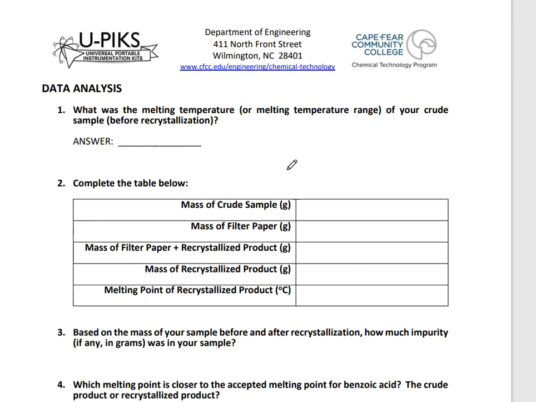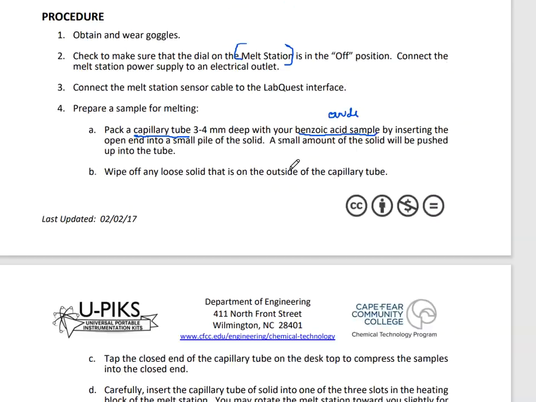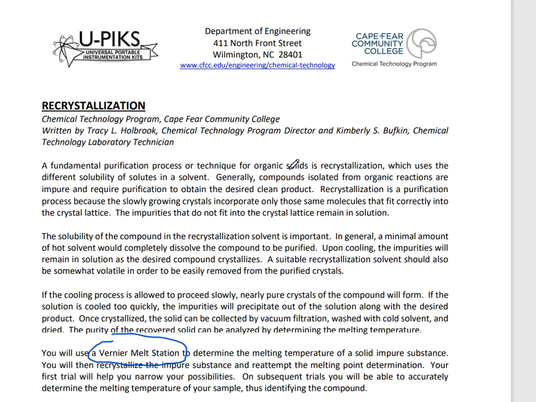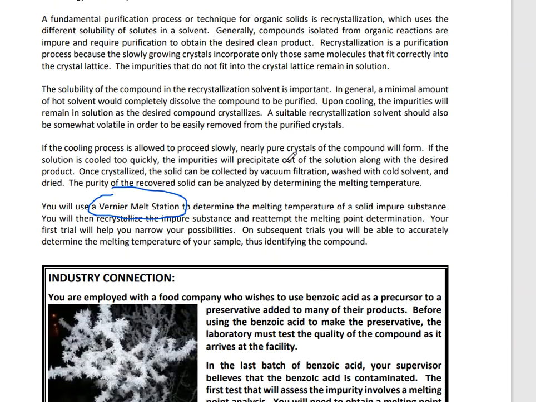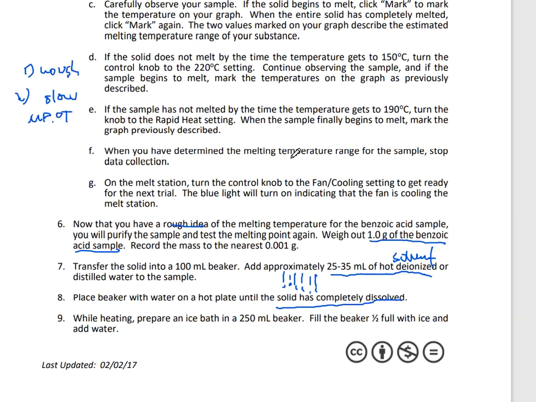All right, and that's it for the lab, folks. That's all. So you're not making anything. You're not going through and adding things and mixing things together. You're just taking a product that's crude. You're dissolving it with hot water. You're making it slowly cool down to get a crystal. You're filtering off the impurities, and you're allowing this substance to dry.